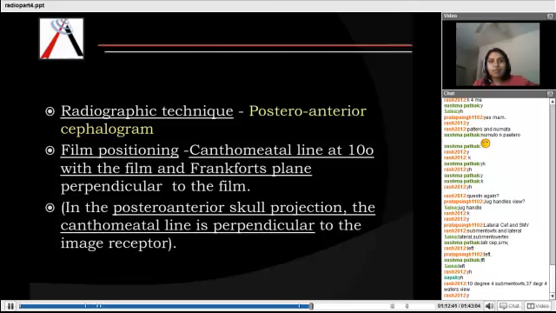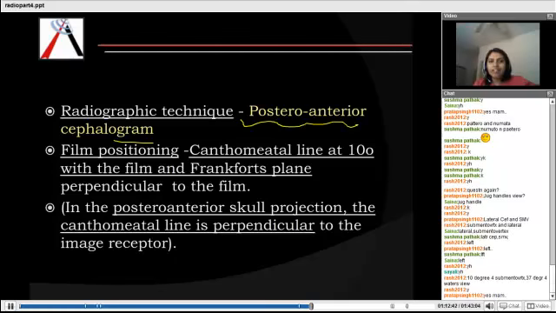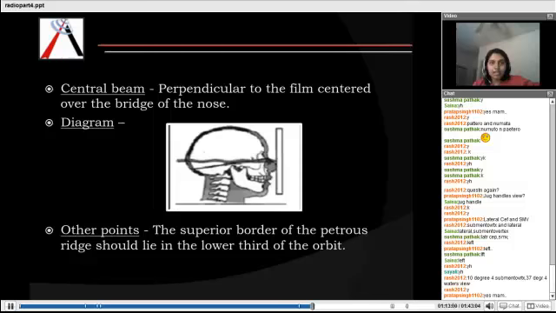Then we have the postero-anterior view. Now, postero-anterior is as obvious as the name says. Film positioning: canthomeatal line at 10 degrees with the film, and the Frankfurt's plane is perpendicular to the film. Now the Frankfurt's horizontal plane, let me see the diagram. Here we have the Frankfurt's plane perpendicular and the canthomeatal line forming the 10-degree angle with the image receptor. The central beam will be perpendicular to the film.